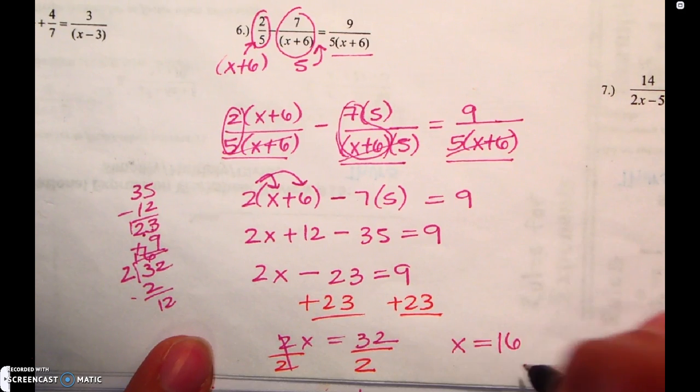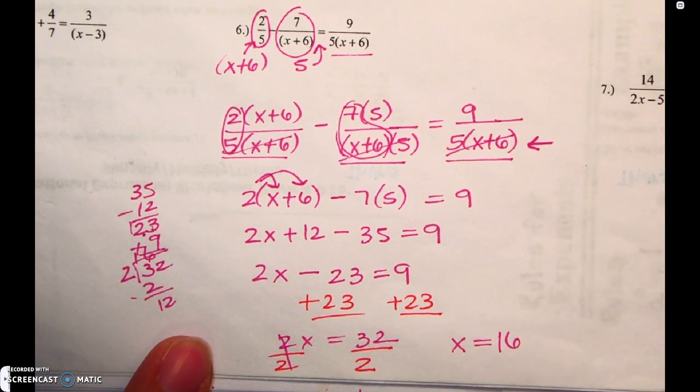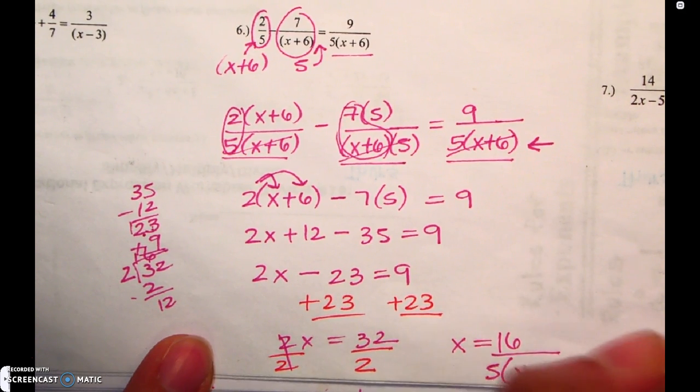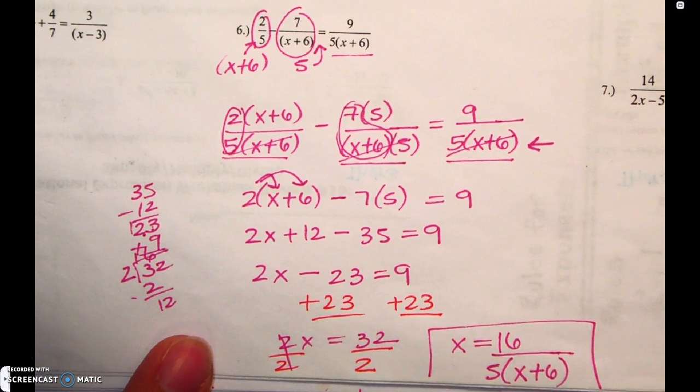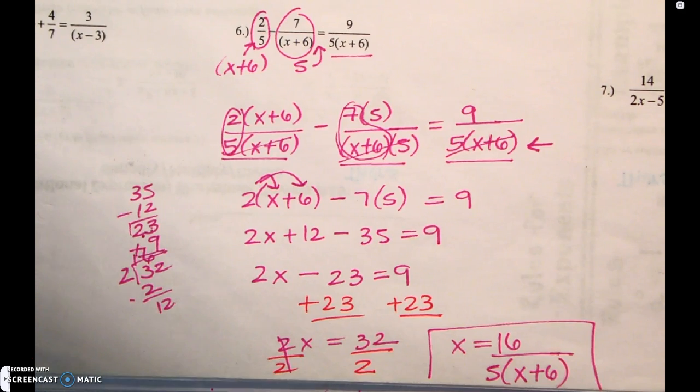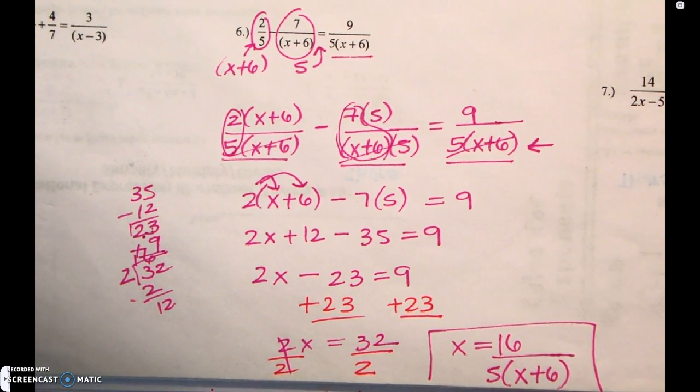We have now solved for x, but I've got to bring back my denominator: 5 over x plus 6. That's as low as we can go. That's all we can reduce, so we are finished. With these 6 examples that I just gave you, I want you to use these 6 examples to complete 1 through 8.